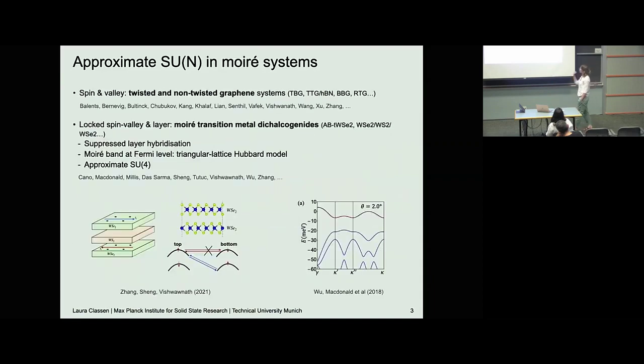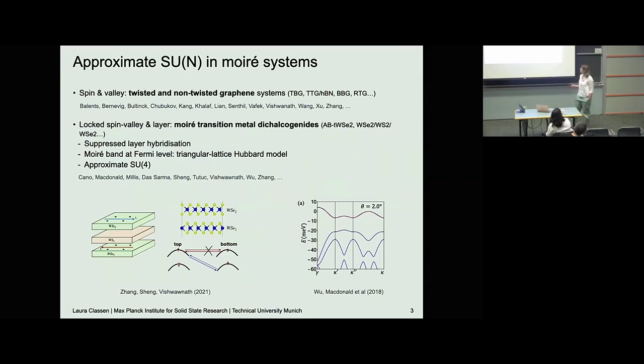If we then go more towards our Moiré systems, SU(N) symmetry, SU(4) symmetry specifically, has been discussed in certain limits of graphene-based devices or as an emergent symmetry in these systems, and there it's based on spin and valley. But as I said in the beginning, the system that concretely motivated us to look into this is Moiré transition metal dichalcogenides, and more specifically the suggestions in this paper here, and two of the authors are also in the audience.